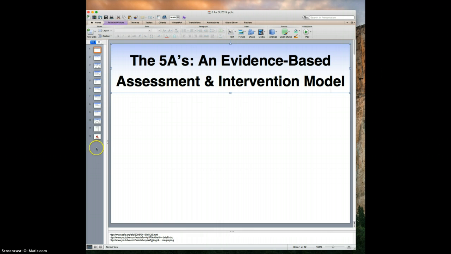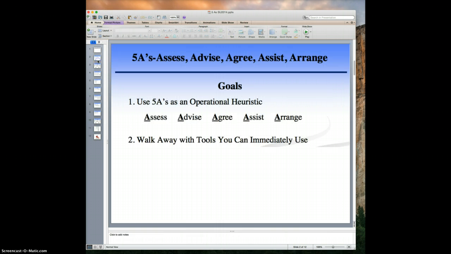Essentially, with the 5A's, we use these 5 components as an operational heuristic, meaning something as a guide, a rule of thumb that will help us walk our patients through a method of changing behavior. And also it's used as a tool to help you communicate effectively with your patients as well.